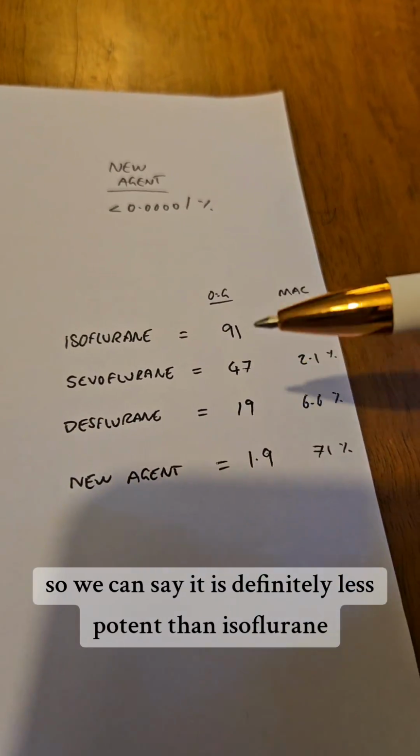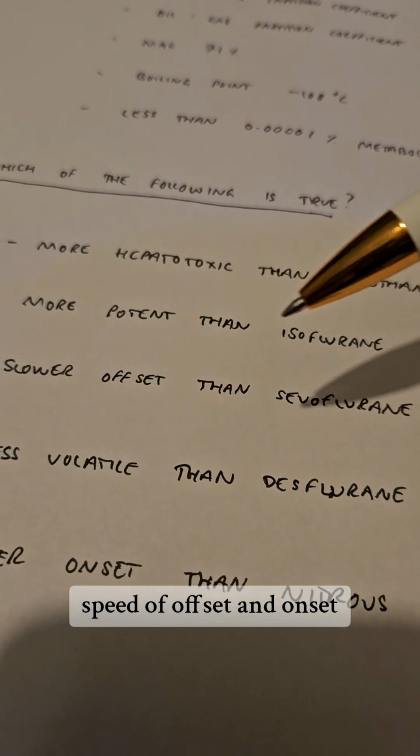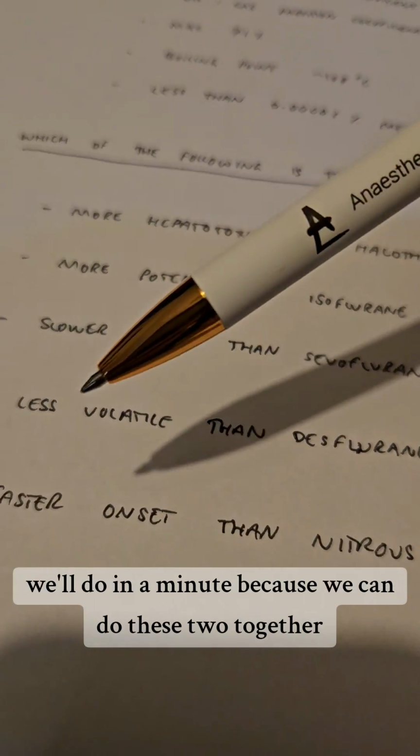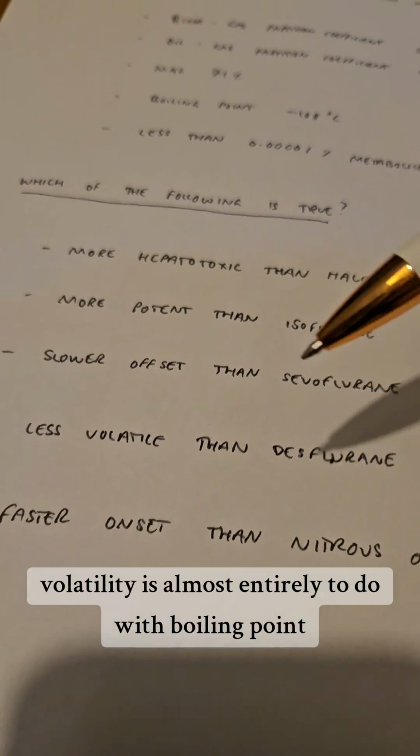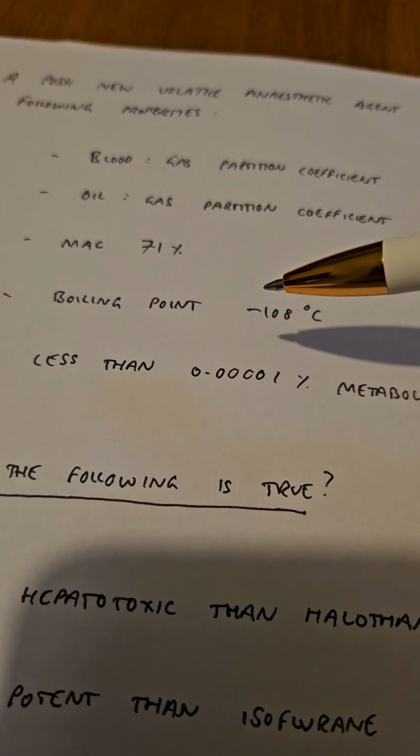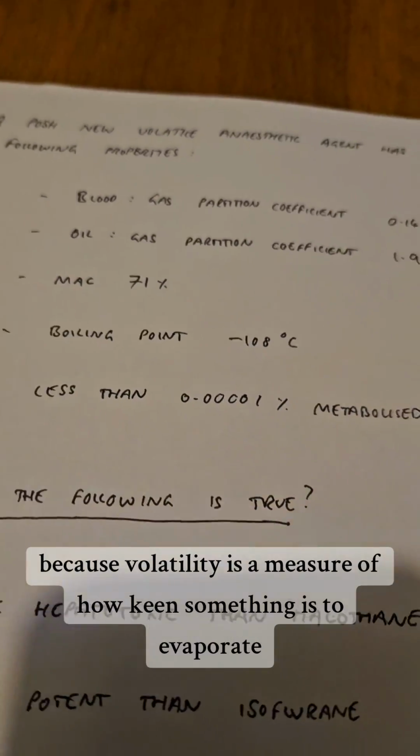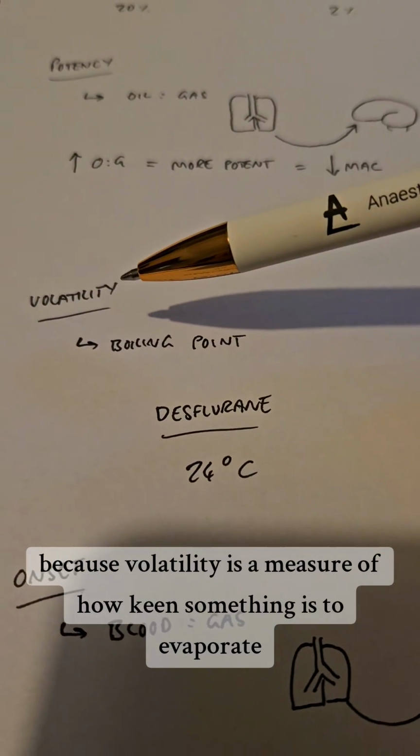So we can say it is definitely less potent than isoflurane. So this answer here is wrong as well. Speed of offset and onset we'll do in a minute, because we can do these two together. Volatility is almost entirely to do with boiling point. So if something has a low boiling point, that means it is more volatile, because volatility is a measure of how keen something is to evaporate.